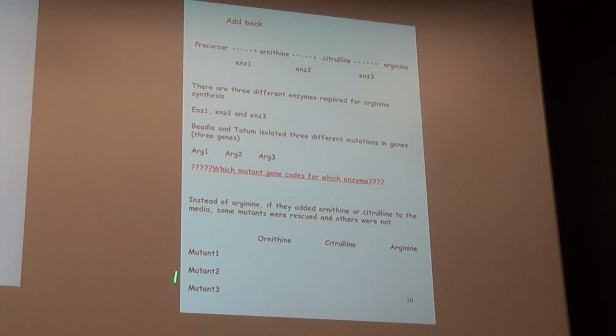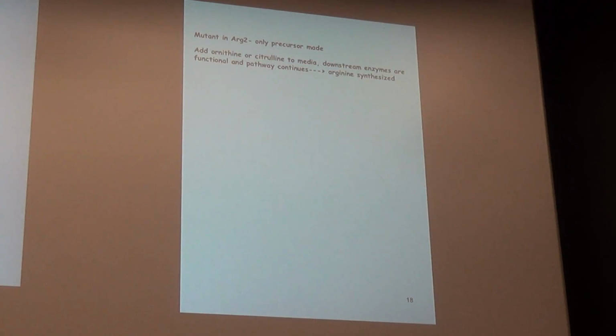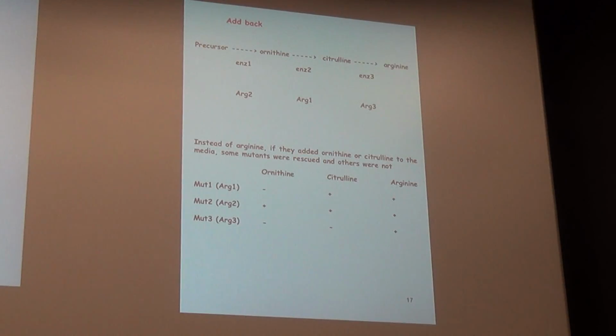And so they had 3 mutants, that's called the mutant 1, 2, and 3, and they started feeding them ornithine, citrulline, and of course arginine. These are the intermediates in the pathway. And when they did this experiment, they got results that are shown here.